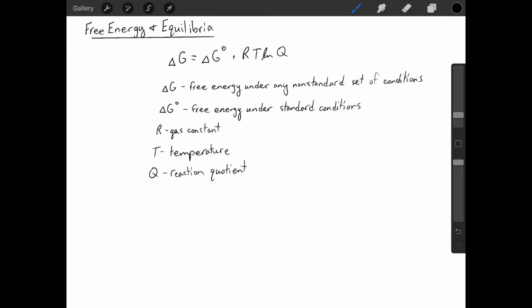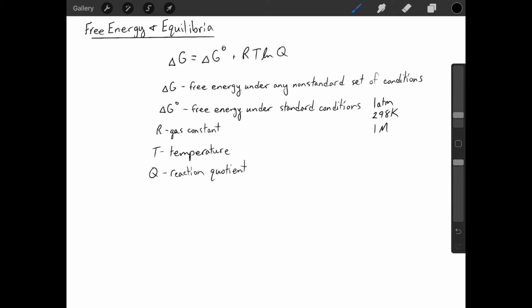And this is the value that you can use to help you decide if a reaction is going to be spontaneous, non-spontaneous, or at equilibrium under any given set of conditions. The delta G naught, the delta G with that small subscript 0 at the top, is the free energy under standard conditions. And standard conditions are effectively 1 atmosphere, 298 Kelvin, and 1 molar concentrations for any aqueous products or reactants.